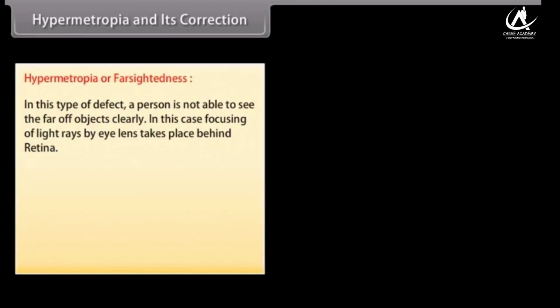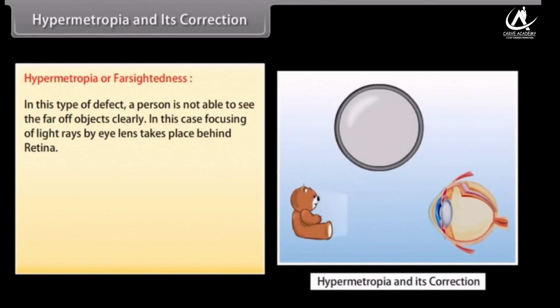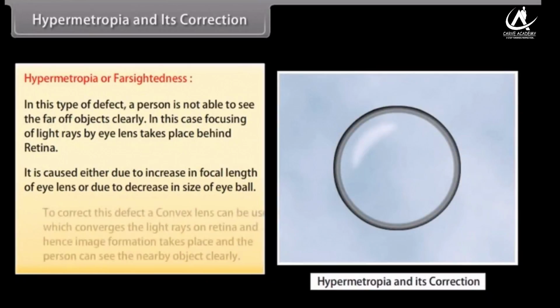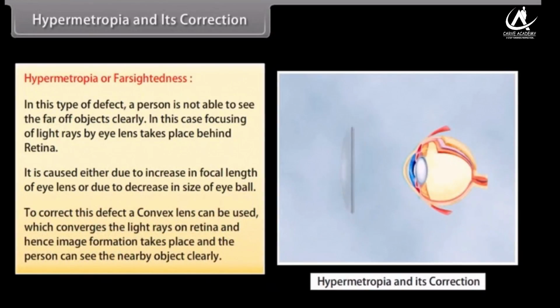Hypermetropia and its correction. In this type of defect, a person is not able to see the far-off objects clearly. In this case, focusing of light rays by eye lens takes place behind retina. It is caused either due to increase in focal length of eye lens or due to decrease in size of eyeball. To correct this defect, a convex lens can be used which converges the light rays on retina and hence image formation takes place and the person can see the nearby object clearly.